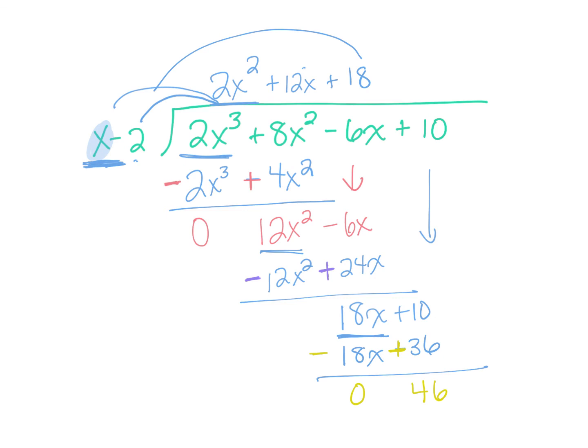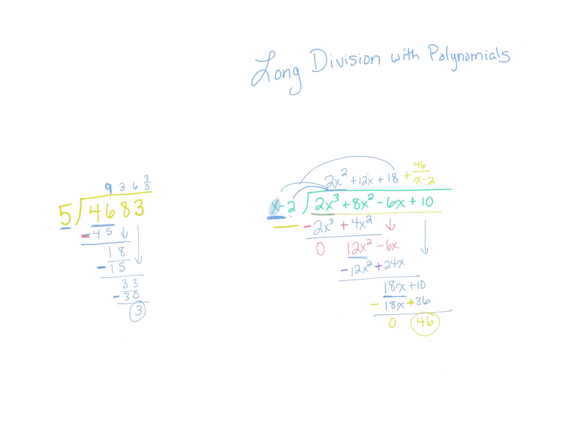So x minus 2 divides into this long polynomial, and we get as our answer 2x squared plus 12x plus 18 plus 46 over x minus 2. So whatever this number is, we're putting it over what we are dividing by. Not too bad, huh? All right, more to come during class, but I wanted to at least give you an introductory example just to help you start to think through the process.